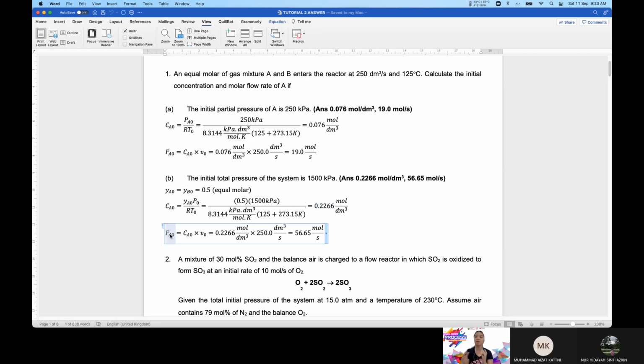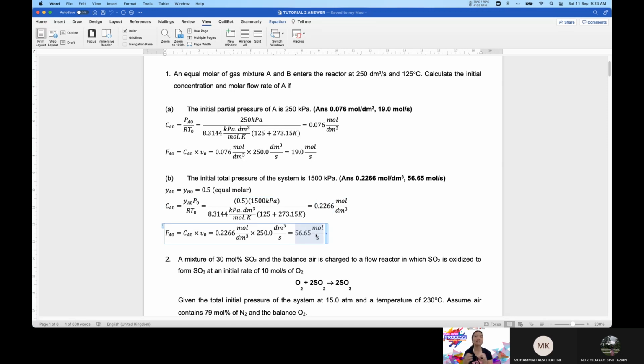So naturally, kamu tahu kan kalau FA0 tu kita dah tahu tadi FA0 sama dengan CA0 multiply with V0. So kalau CA0 saya berubah, naturally FA0 saya pun berubah. Okay, sebab dia bergantung pada CA0 bergantung pada V0. Walaupun V0 tak berubah, CA0 saya dah berubah dalam pengiraan B, naturally FA0 pun saya kena kira balik. So FA0 equals to darab balik CA0 tadi 0.2266 multiply with your V0 at 250 dm cube per second, you will get your FA0 56.65 mole per second.